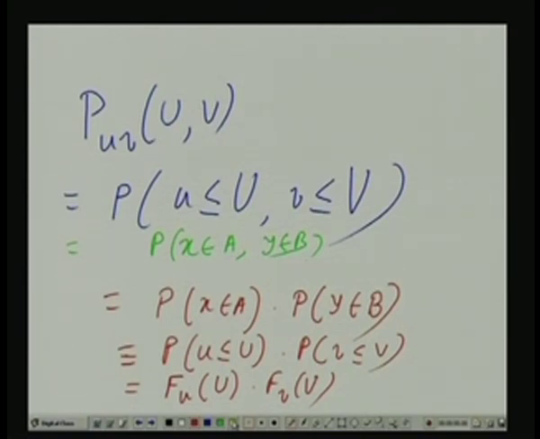So, I repeat, if x and y are statistically independent random variables, then a function of x and a function of y also are statistically independent random variables.